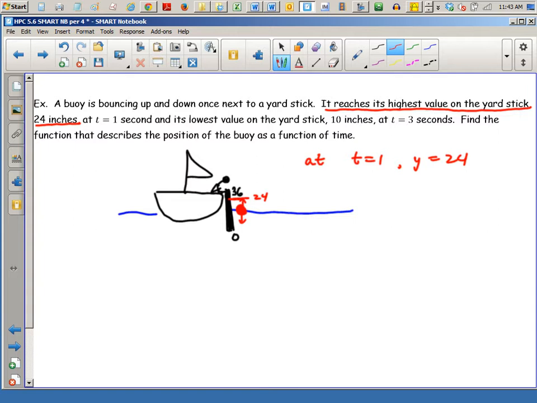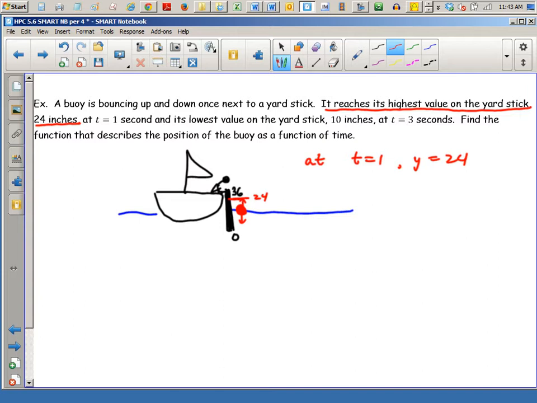Now, a couple things are implied here. They're not stated, but if the buoy is at its highest point, 24, then that means it will never go above that, obviously. So once it's reached that 24 mark, it's ready to fall back down. So it never reaches the 36. It never makes it to 25, see? So that's the topmost position on the ruler.